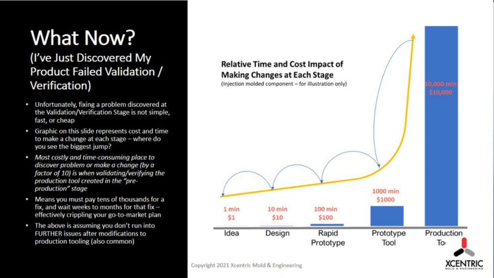And let's also note, everything we just talked about assumes you don't run into further issues after your first modification to production tooling, which is also incredibly common. If you're having an issue at that stage, it usually takes a couple of changes to dial you in. So that's not just one time that you're paying $10,000 and 10,000 minutes or in that range, but multiple times, right?